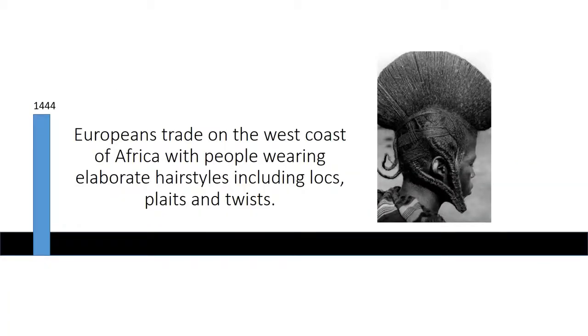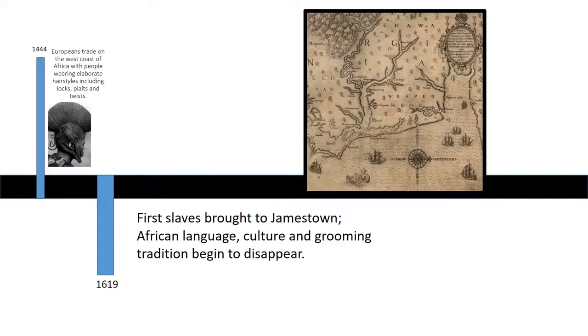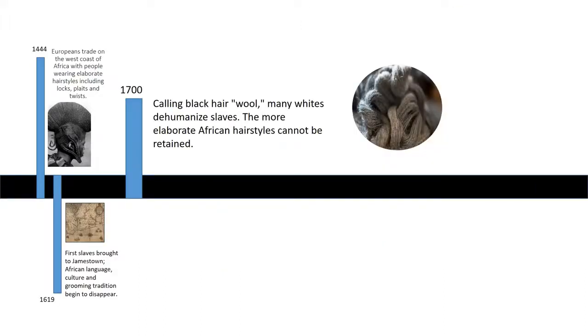In 1444, Europeans trade on the west coast of Africa with people wearing elaborate hairstyles, including locks, plaits, and twists. In 1619, the first slaves are brought to Jamestown. African language, culture, and grooming tradition begin to disappear. In 1700, calling black hair wool, many whites dehumanized slaves. The more elaborate African hairstyles cannot be retained.